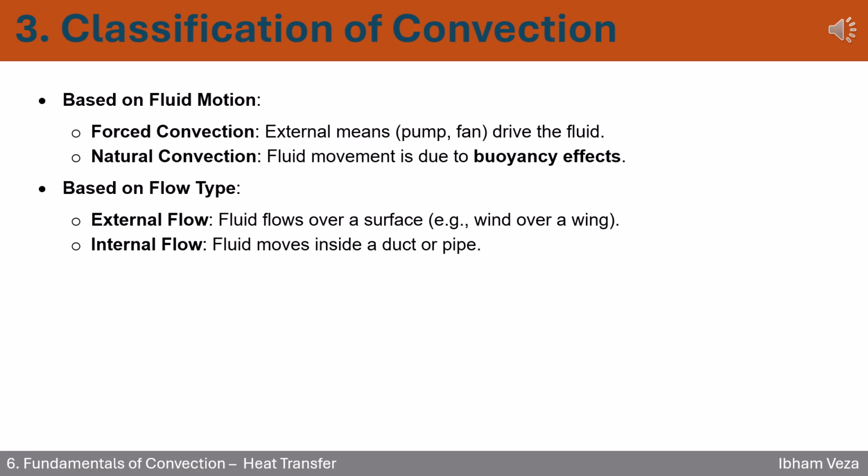Second, based on flow type. External flow is when fluid moves over a surface, like wind across a wing. Internal flow is when fluid moves inside pipes or ducts. By organizing convection this way, you'll quickly know which equations and assumptions to use for any engineering problem.